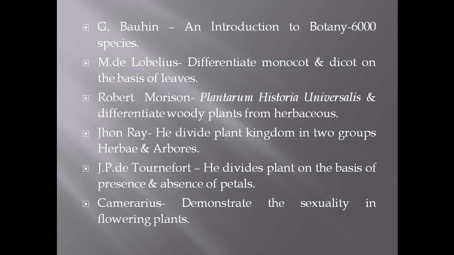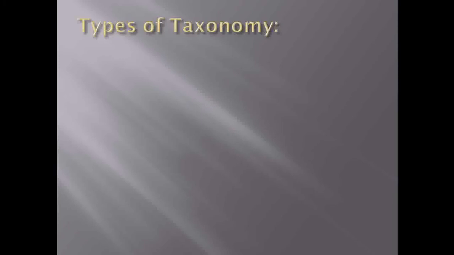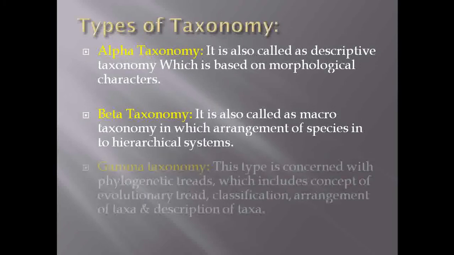Along with this, there are lots of scientists who gave their contribution in the field of taxonomy by formulating different classification systems, like the scientists A.P. de Candolle, Robert Brown, John Lindley, Hofmeister, Bentham and Hooker, Hutchinson, Engler and Prantl, Cronquist, Dr. John Dahlgren and Thorne. So next we see what are the types of taxonomy.